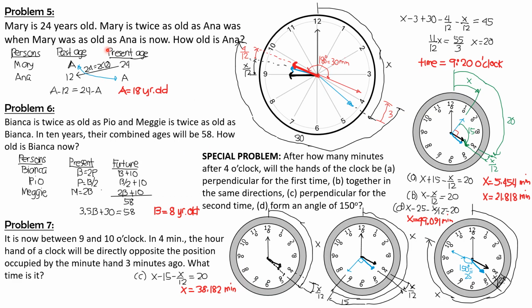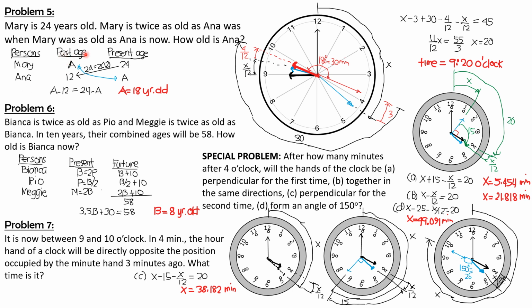Problem 5. Mary is 24 years old. Mary is twice as old as Anna was when Mary was as old as Anna is now. How old is Anna? This problem on age could be easily represented by presenting the solution in this manner. We write the persons involved, Mary and Anna.